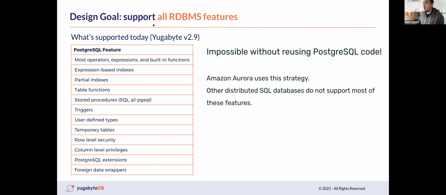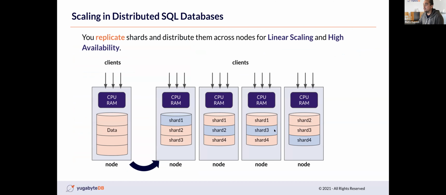And just to kind of double click on the RDBMS feature set, this is what's supported today on Yugabyte from version 2.9. You can see a full list of this on our docs as well. But things like stored procedures, triggers, row level security, user-defined types, et cetera, you'll see that not many NoSQL databases, if any, NewSQL, as well as other distributed SQL systems, are going to have that because it's almost impossible to do without reusing the PostgreSQL code itself. So if you're using any of these today, rest assured you can use them with YugabyteDB as well if you decide to make that transition.